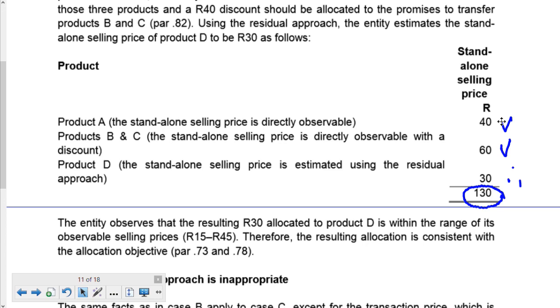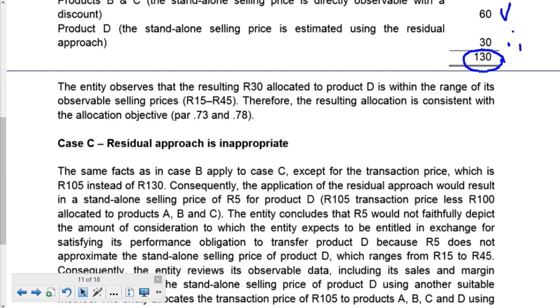All right. The next case, scenario C, is the same thing, but where they're now saying that the residual approach is inappropriate. So let's look at what they say. The same facts apply, except for the price. The price is now 105 Rand instead of 130 Rand. So if we followed that approach, we would come out with a price for D, which would be 5 Rand. Do you agree? If I followed that approach.